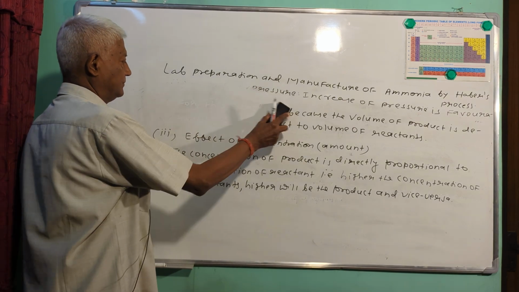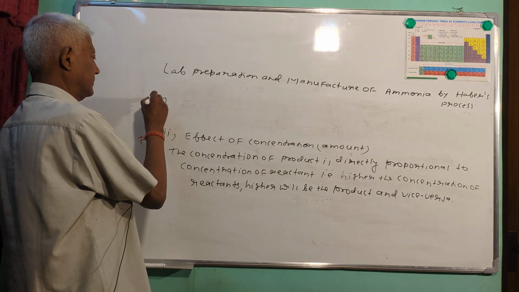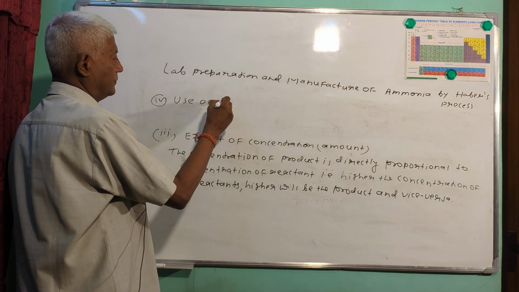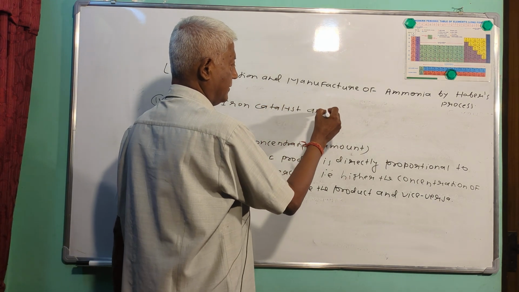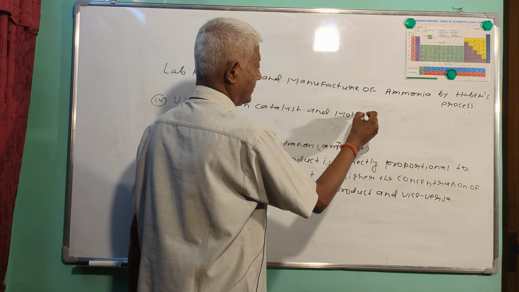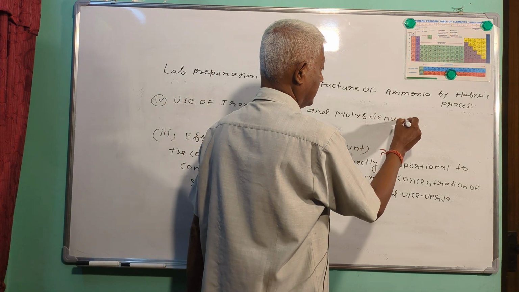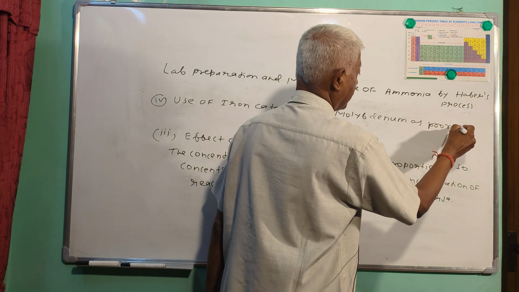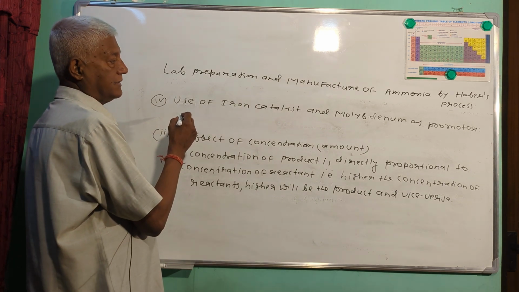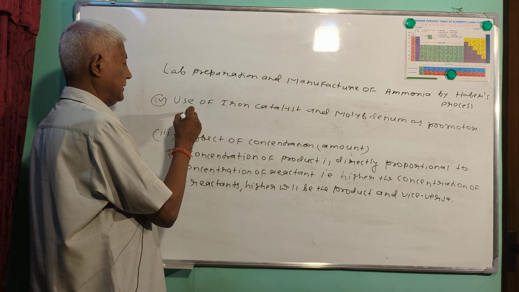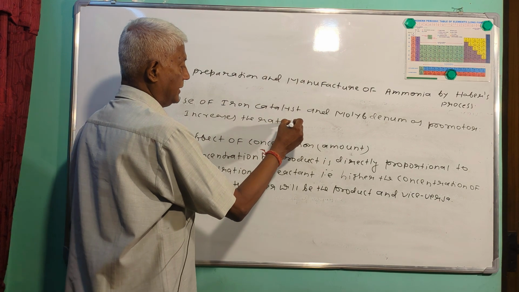Now the fourth one is the use of iron catalyst and molybdenum as promoter. You know about the promoter. So use of iron catalyst and molybdenum as a promoter increases the rate of the reaction.